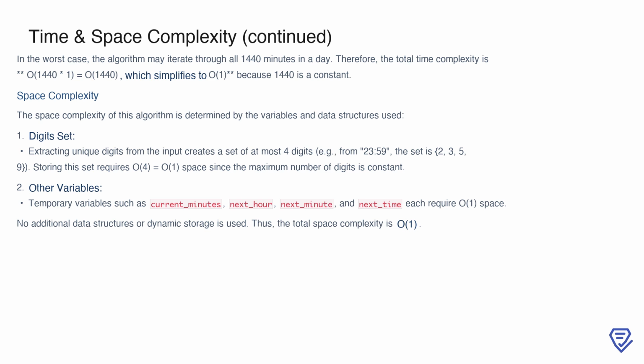For the space complexity, the solution uses a small, fixed amount of memory. The set of unique digits extracted from the input contains at most 4 digits, which takes O(1) space since the input time is fixed at HHMM. Additionally, variables such as current_minutes, next_hour, next_minute, and next_time each occupy constant space. No dynamic data structures or additional memory allocations are needed. Therefore, the overall space complexity of the solution is O(1).